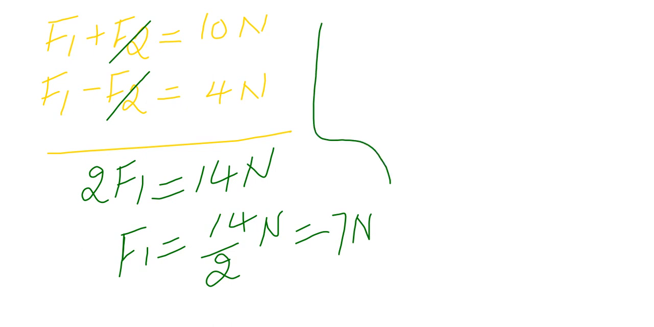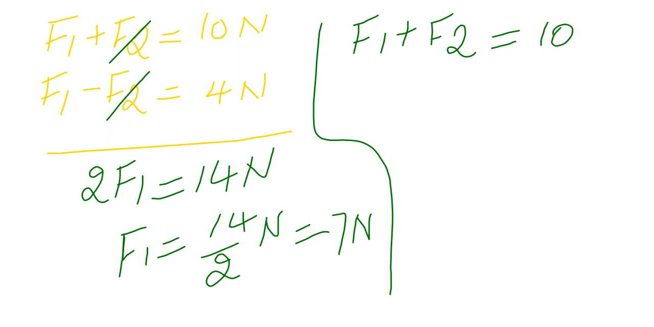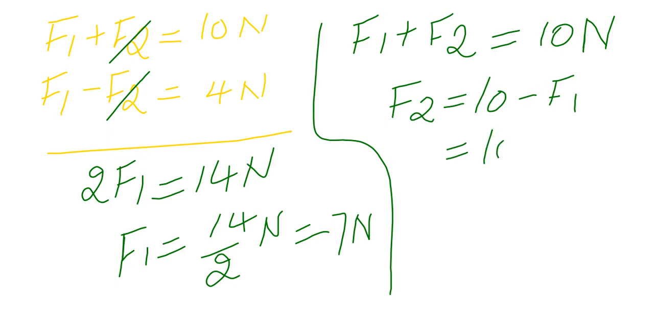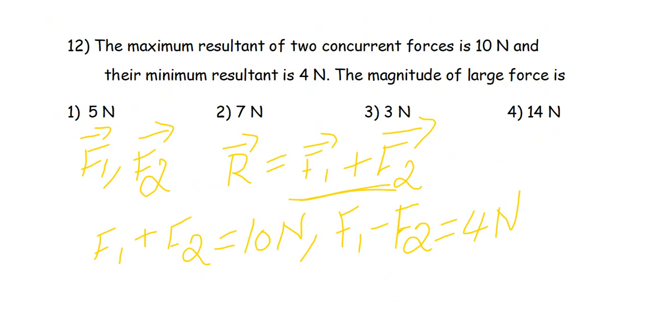Next one is F1 is 7 newtons. F1 plus F2 is equal to 10 newtons. Substitute the value of F1 here. We get the value of F2. F2 is 10 minus F1, which is 10 minus 7. F2 is 3 newtons. Which one is the large force? F1 is the large force. The magnitude of the large force is 7 newtons. Here the option is 7 newtons.